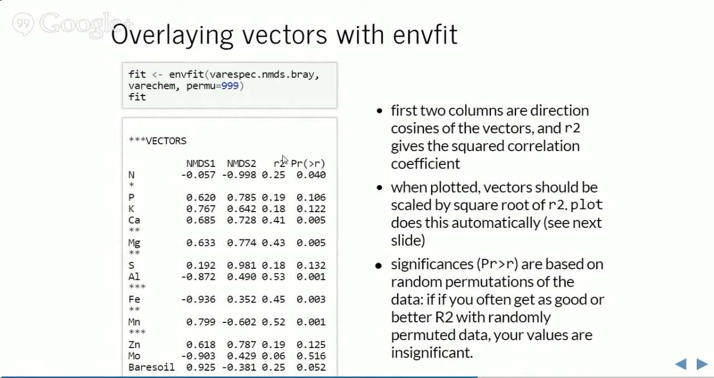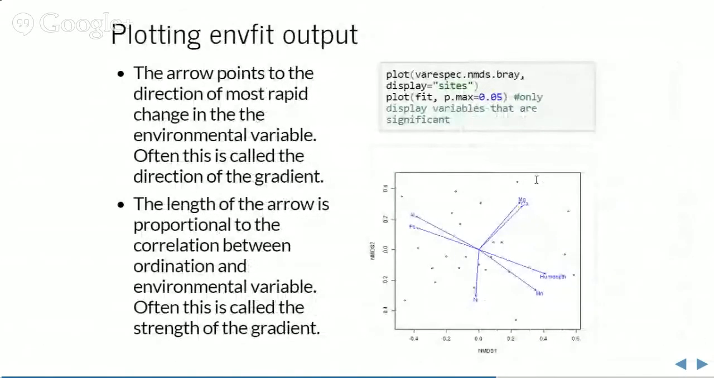Then the R squared is the correlation coefficient between that variable and the two axes, and then a permutational significance test. So then we can plot these. We first call a plot, displaying, just for clarity here, only the sites. And then we're going to plot the result of that envfit that we just did, and this pmax argument here is just going to only plot the ones that are significant at 0.05 or below.